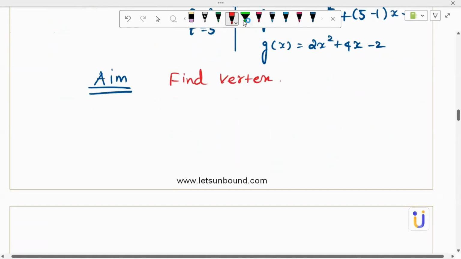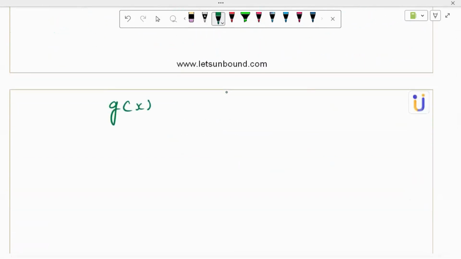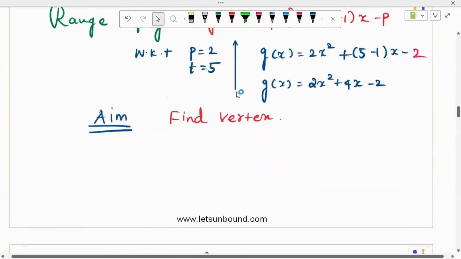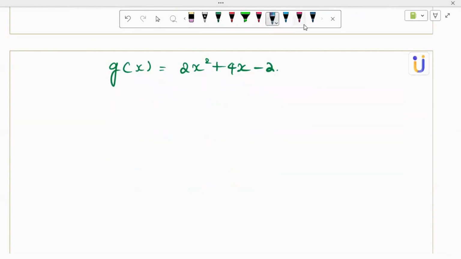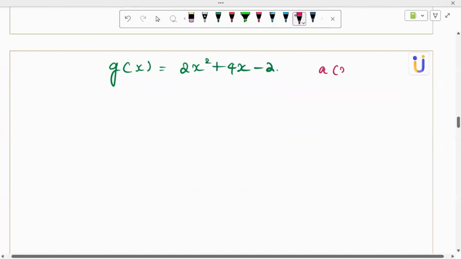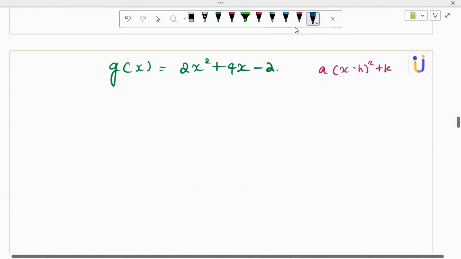You convert into vertex form. That is one method. Let's do it. So g of x is 2x square plus 4x minus 2. I will teach you two methods over here. First is converting to vertex form. Vertex form looks like this: a times (x minus h) the whole square plus k. So completing the square will be applied. Take the coefficient out; x square should be purely with 1 as a coefficient. So here too, let me take 2 out first: 2 times (x square plus 2x minus 1).